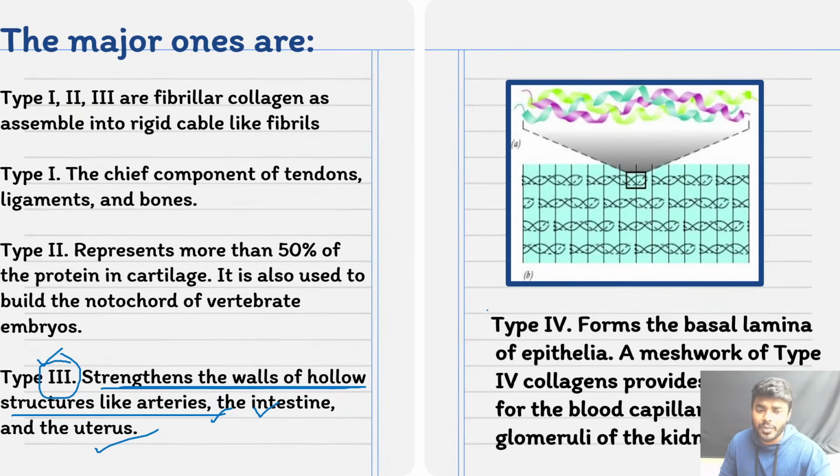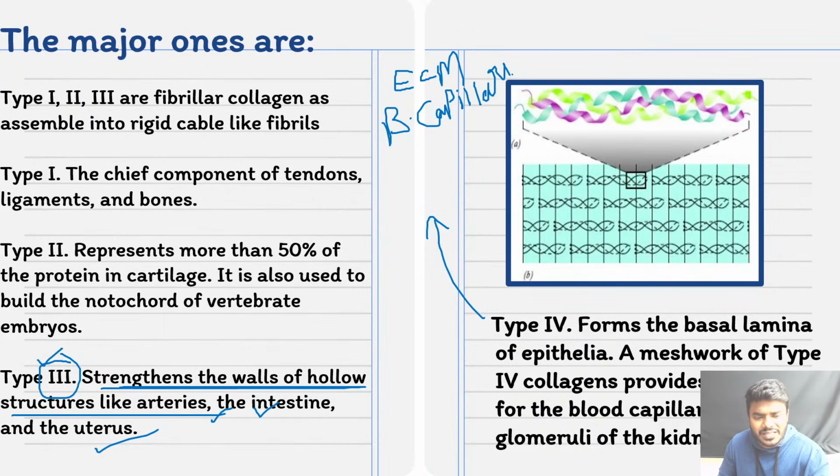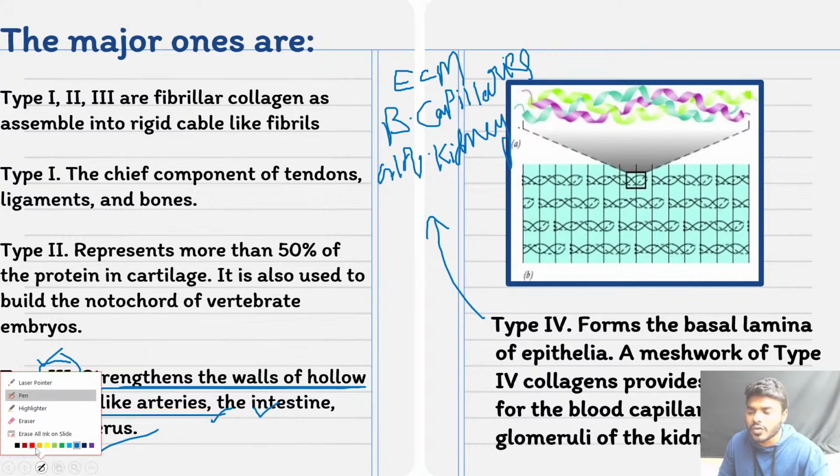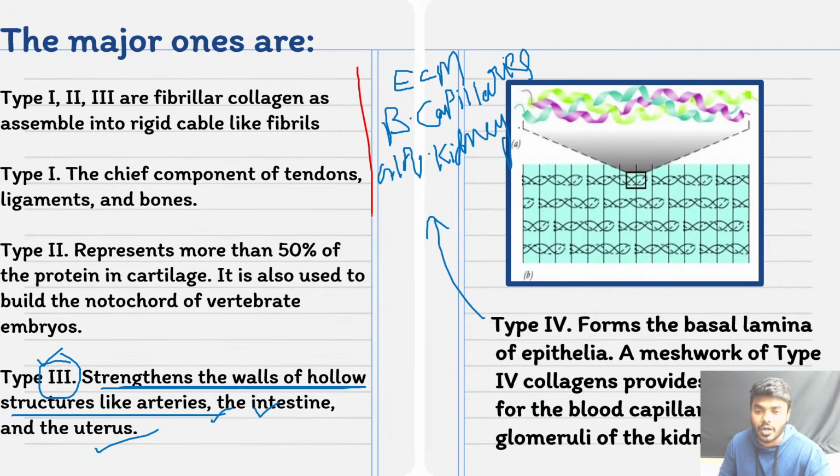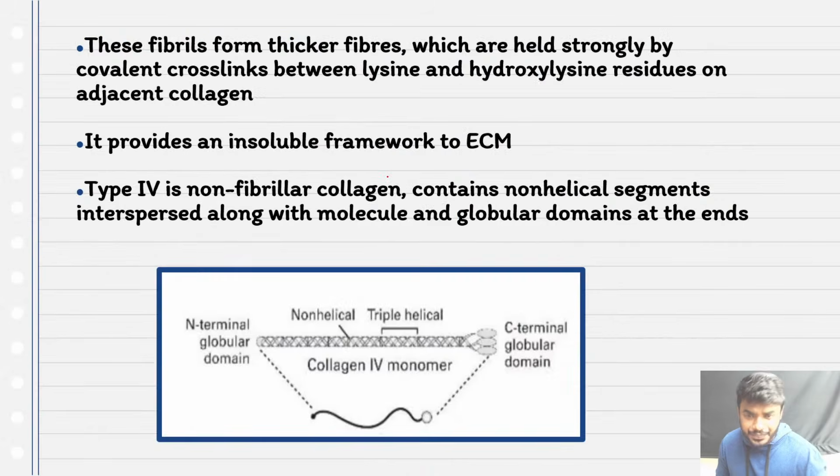And the most important collagen is type 4 collagen, which is present in the extracellular matrix, and also in the blood capillaries. I want you to remember, friends. And even, friends, it is present in the glomeruli of the kidney also. Kindly do not get confused with this particular point at all. Please do not forget it.